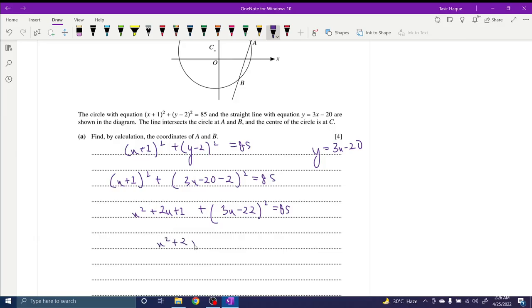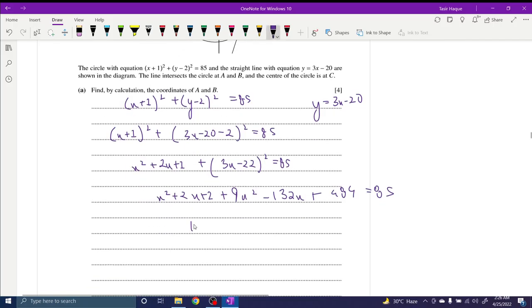So x square plus 2x plus 1 plus 9x square minus 3 into 2 into 22, 132x, plus 22 whole square is 484, is equal to 85. So 10x square minus 130x. This is a 1 by the way. So 1 plus 484.